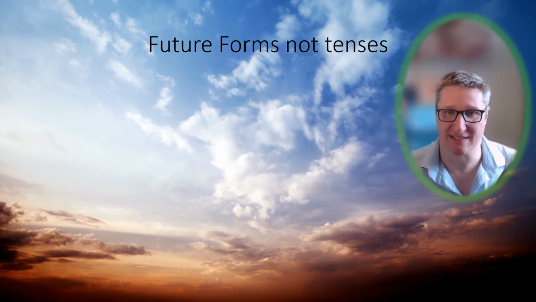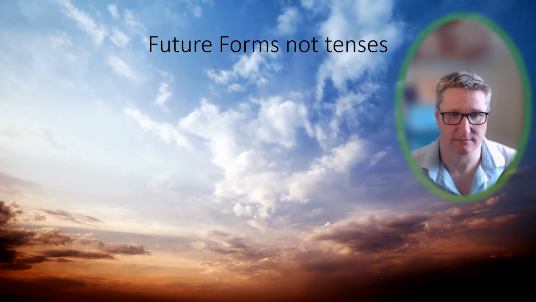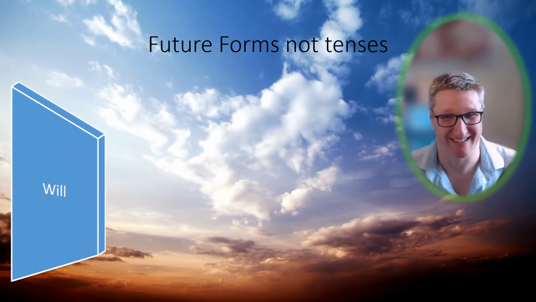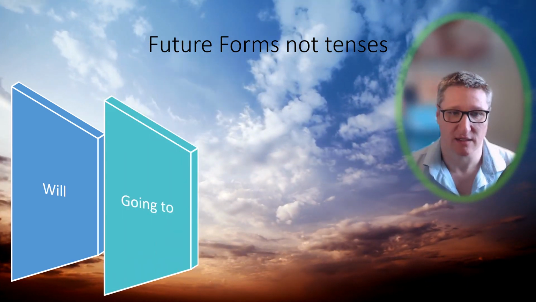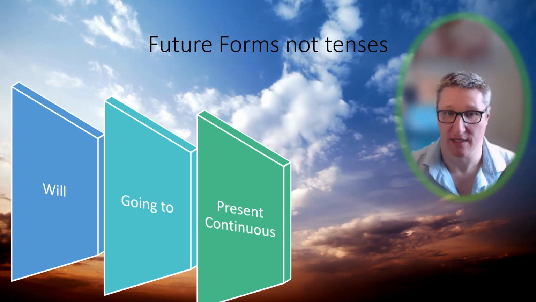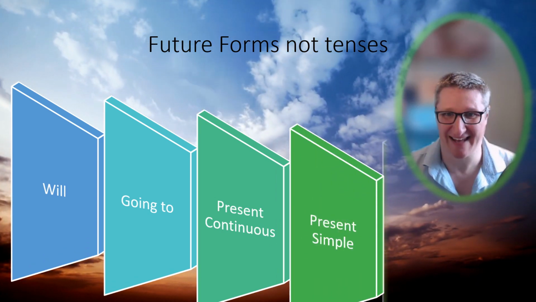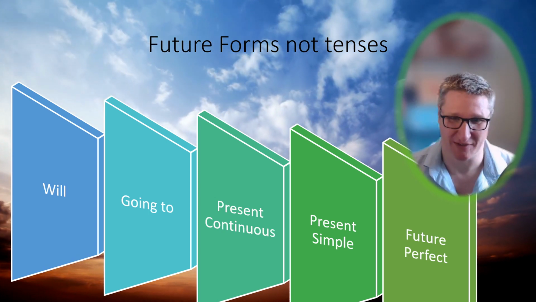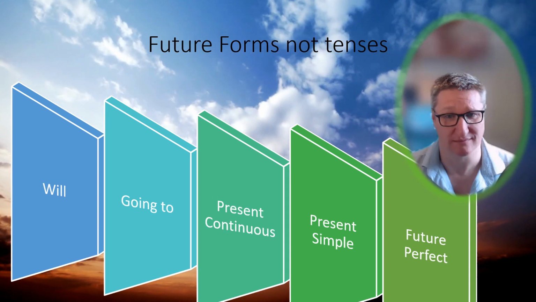The ones we're going to look at today are will, going to, the present continuous, the present simple, and the future perfect. We're going to look at all of those in turn. Let's start with will.